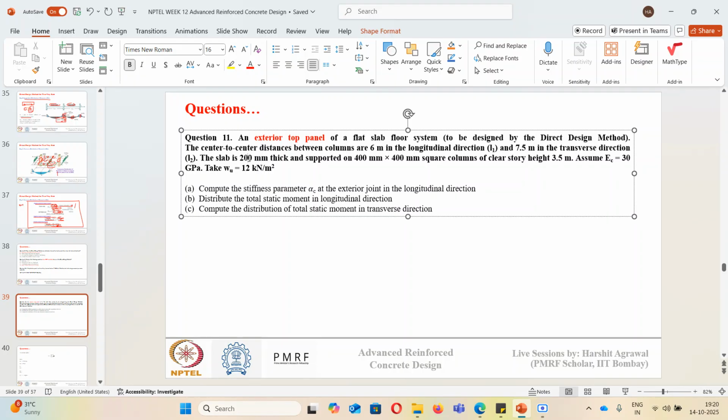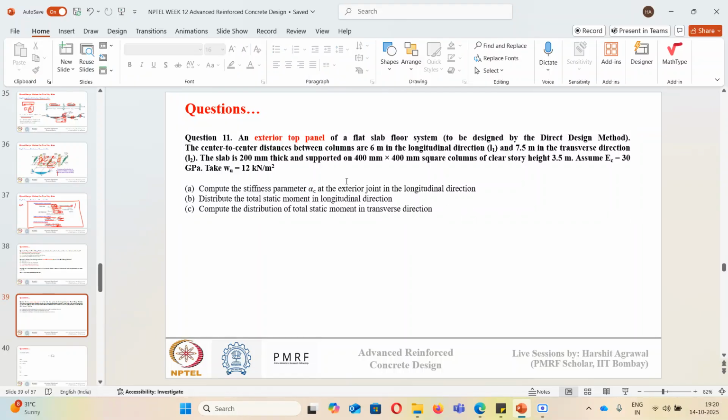Slab thickness is given as 200 mm and supports are 400 by 400 square columns with a story height of 3.5 meter. We need to assume Ec as 30 GPa and Wu as 12 kilonewton per meter square. For this, the question says: compute the stiffness parameter alpha C at the exterior joint in the longitudinal direction, distribute the total static moment in the longitudinal direction, and compute the distribution of moment in the transverse direction.